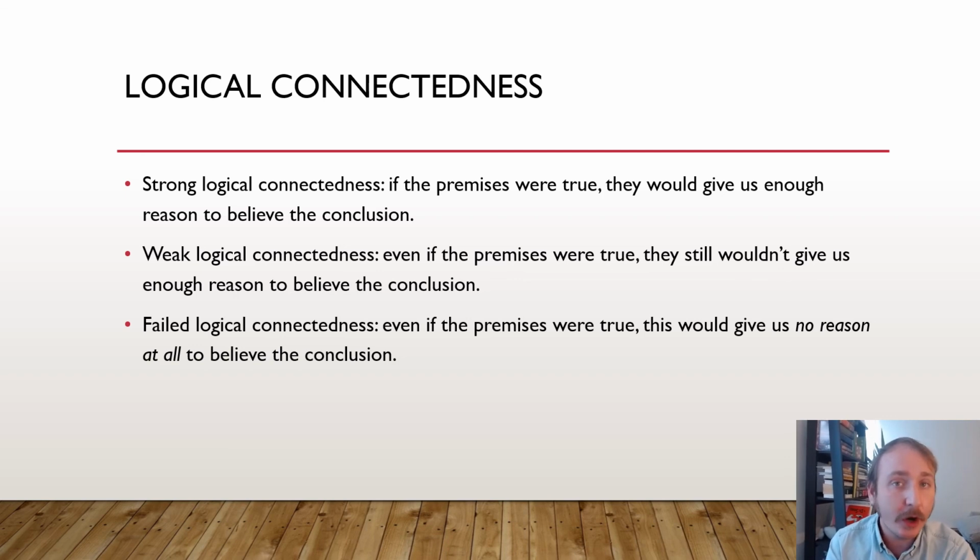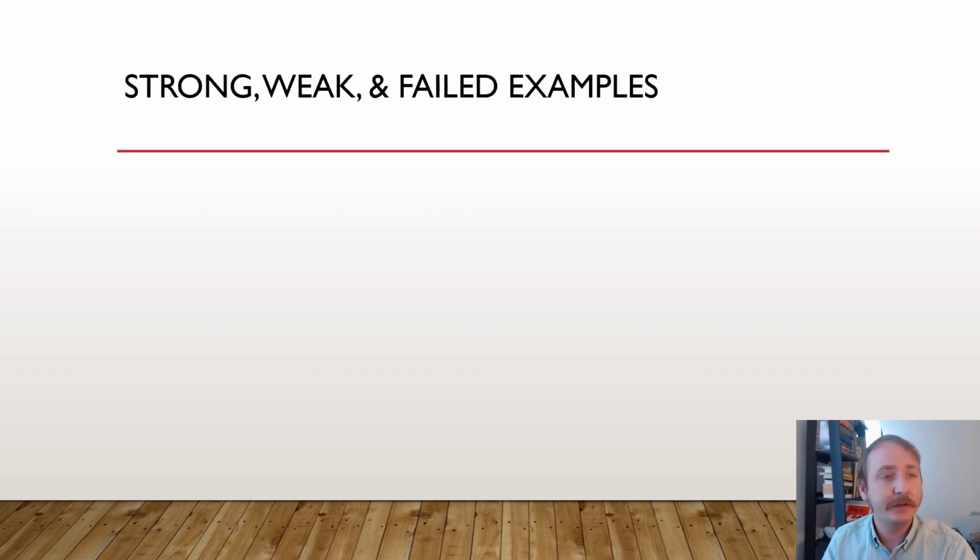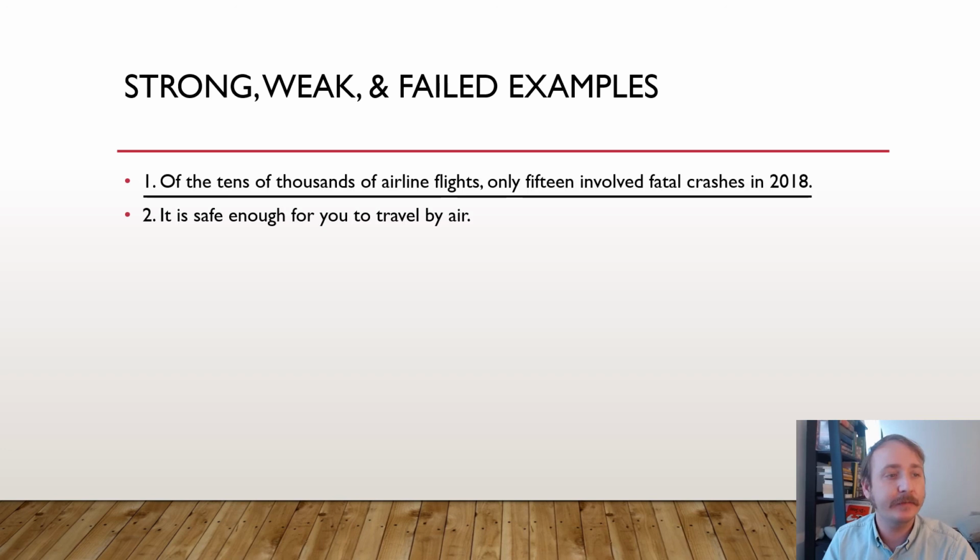And finally, failed logical connectedness, where even if the premises were true, they would give us zero reason, no reason at all to believe the conclusion. And this typically happens in really disordered thinking where the premises just aren't even related to the conclusion. So here are a few examples of strong, weak, and failed logical connectedness. This first one is strong.